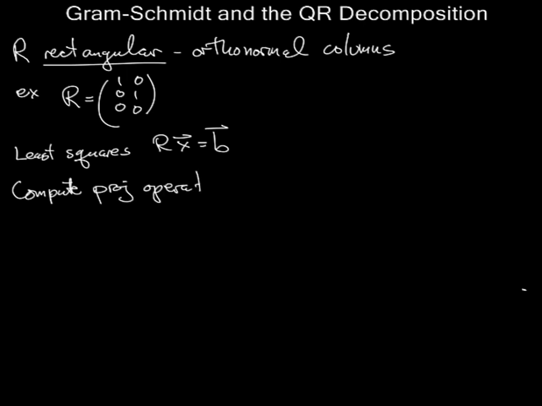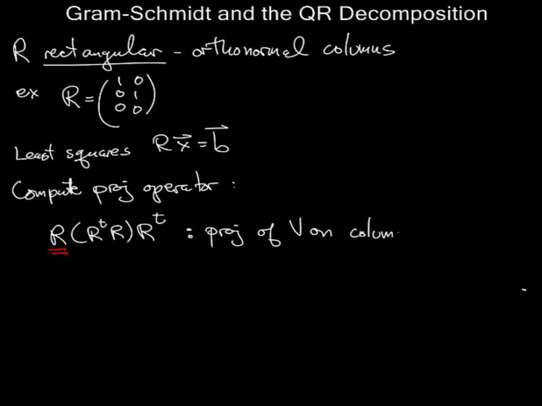And remember, the important thing in these least squares problems is to compute this projection operator, R transpose R inverse R transpose. Sorry, I forgot the inverse on those inner parentheses. And remember, this is a projection operator. And what's it a projection onto? Well, the last thing you apply is R, so it must be projecting onto the column space of R.